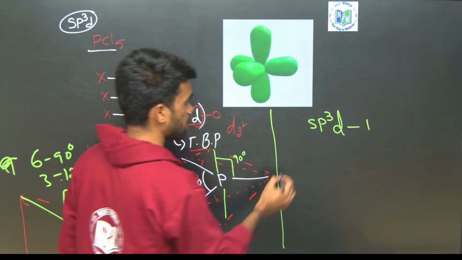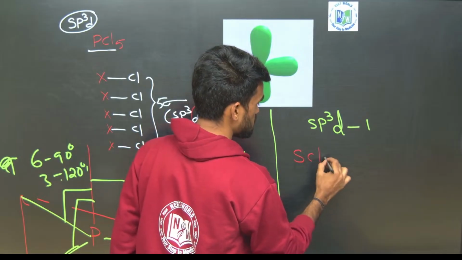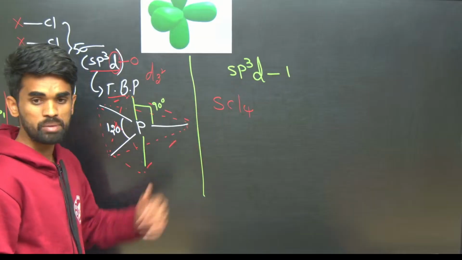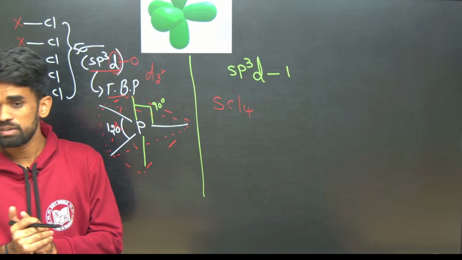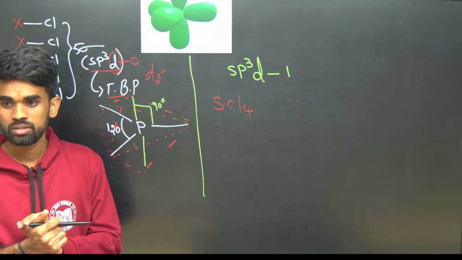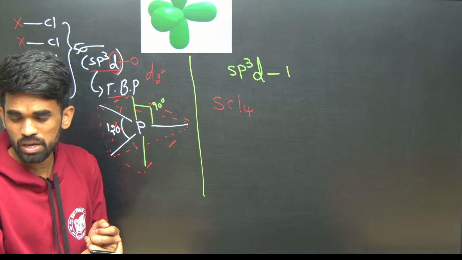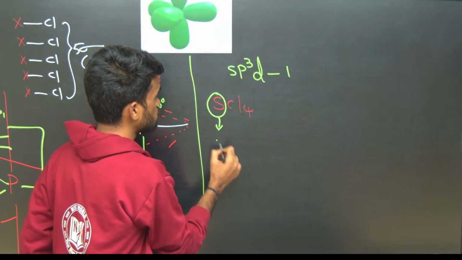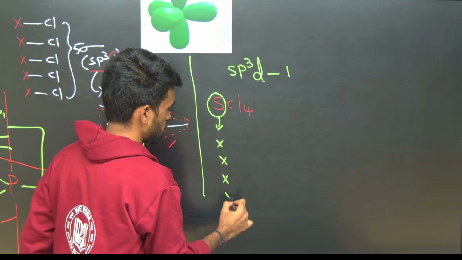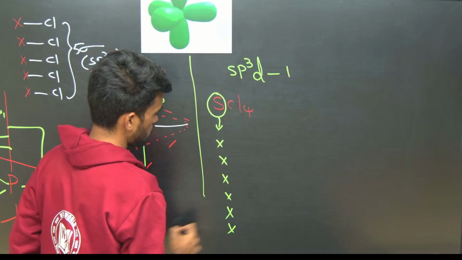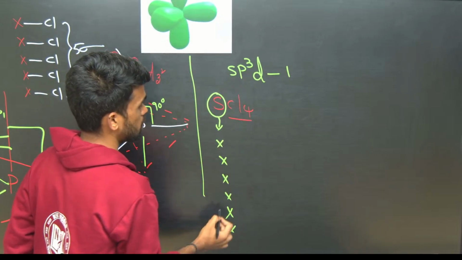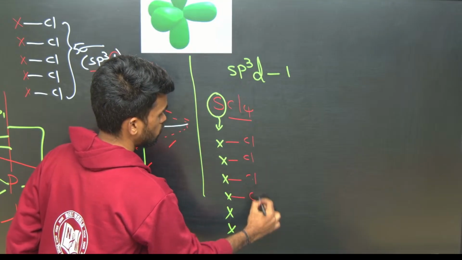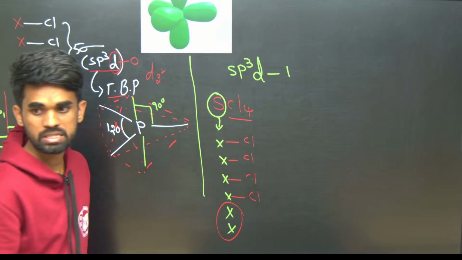The best example I can give you here is SCl4. Okay, so what is the sulfur group number? Sulfur belongs to the 16th group, so it has 6 valence electrons. So put 6 dots like this. And how many surrounding atoms are there? 4. So one chlorine, second, third, fourth, and the remaining one remains as a lone pair.